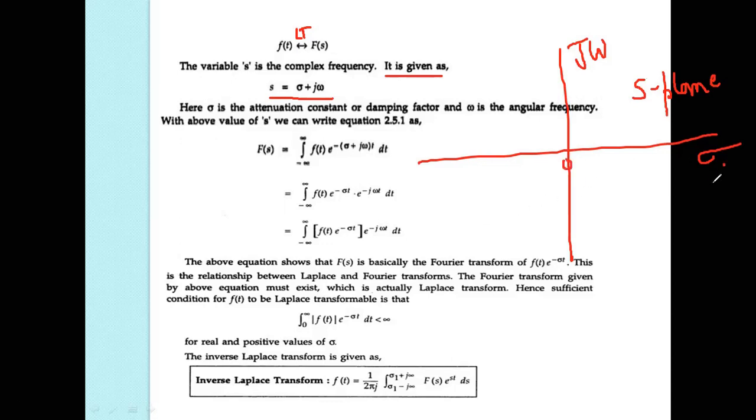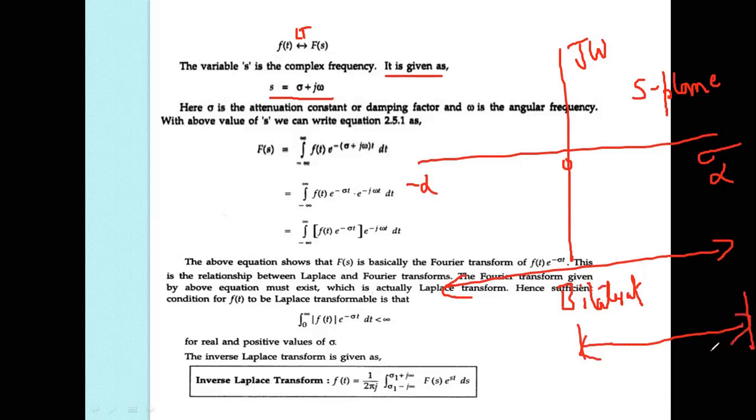From 0 to infinity is one-sided. Minus infinity to 0 is the other side. So taking both together is the bilateral Laplace transform. And if I am taking only the single-sided, it is a unilateral signal. What is that s? S is nothing but sigma plus j omega, a complex frequency. The real term is sigma and the imaginary term is omega.